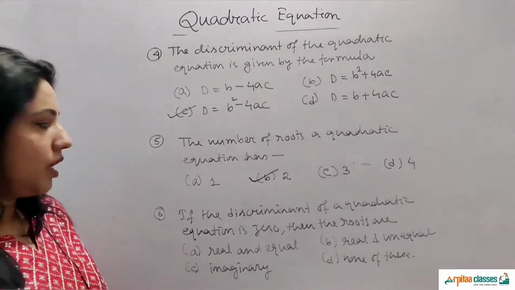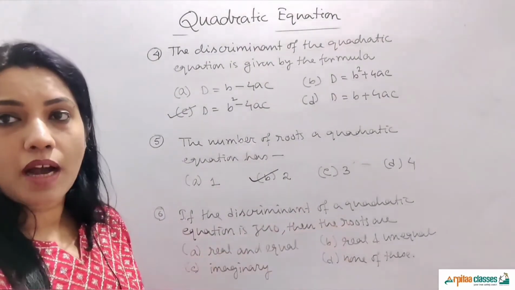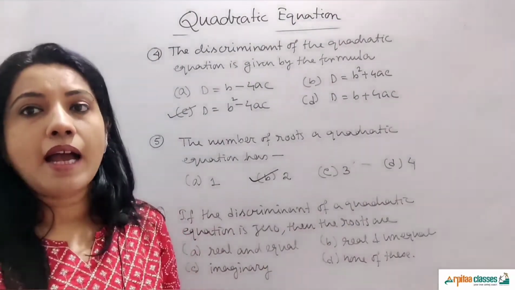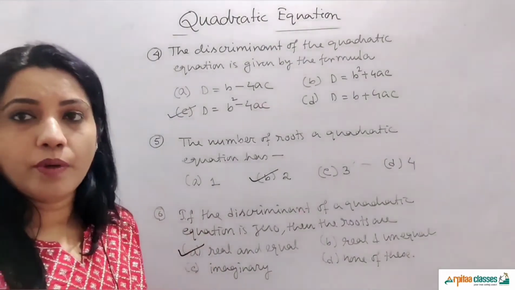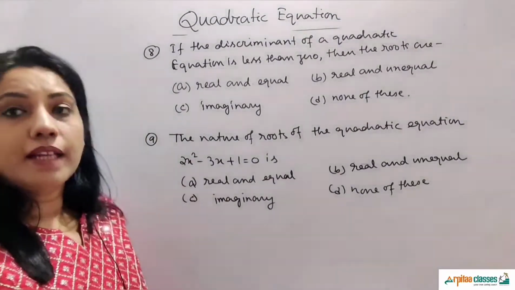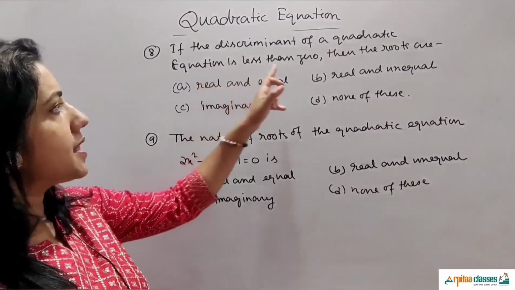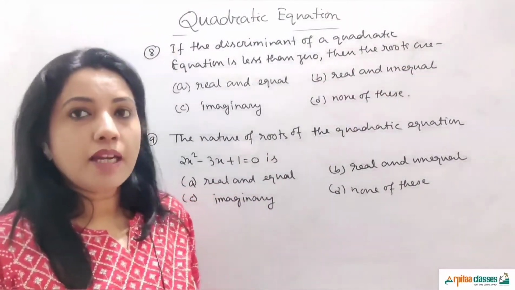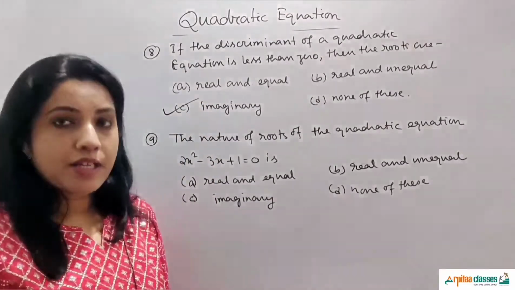Come to the next question. If the discriminant of a quadratic equation is 0, then the roots are, we all know that if the discriminant is 0, then the roots are real and equal. So it will be the first option, real and equal. The next MCQ is, if the discriminant of a quadratic equation is less than 0, then the roots are. So we all know that if the discriminant is less than 0, the roots will be imaginary.